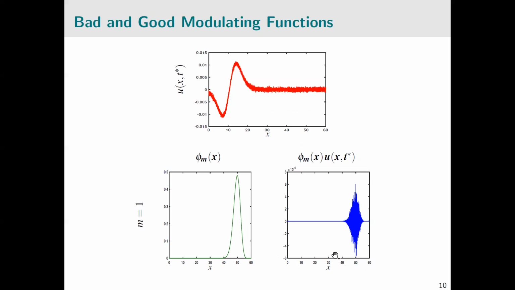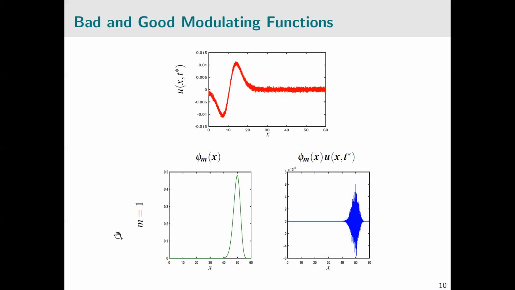And on the right figure here, I'm showing the product between phi and the signal. Why am I doing that? Because the matrix A and the right-hand side vector K involve integrals of the product between the modulating function and its derivative with the signal.